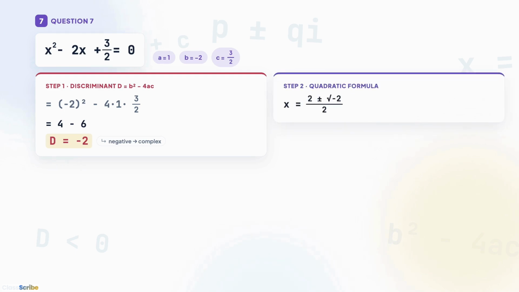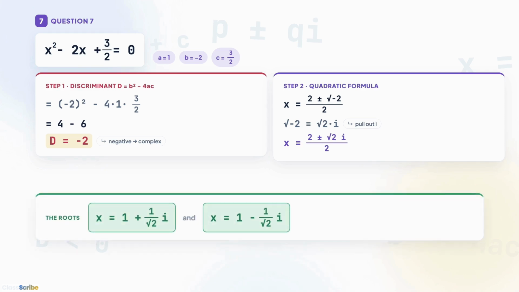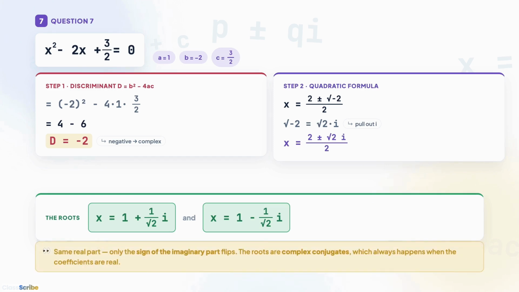Applying the quadratic formula gives x equals 2 ± √(−2) divided by 2. Since √(−2) is √2 multiplied by i, we get (2 ± √2 i)/2. Finally, the roots are 1 + (√2/2)i and 1 − (√2/2)i. Notice how the real part remains the same while only the sign of the imaginary part changes. This always happens because the roots occur as conjugate pairs whenever the coefficients are real.